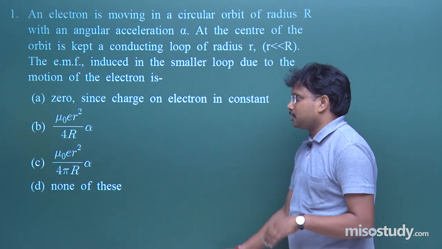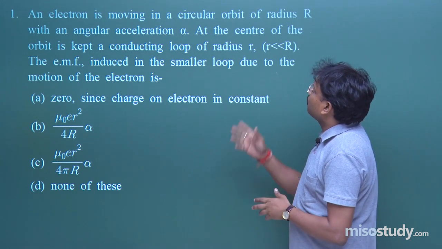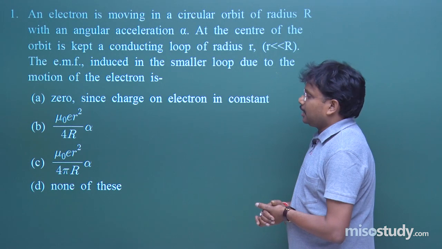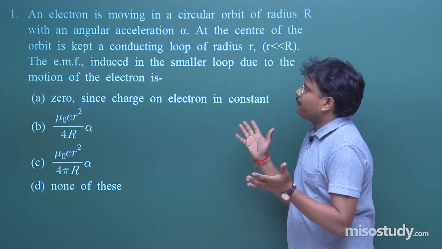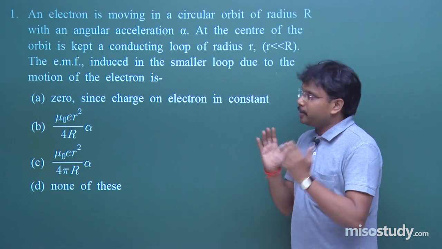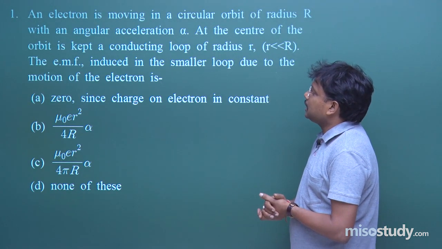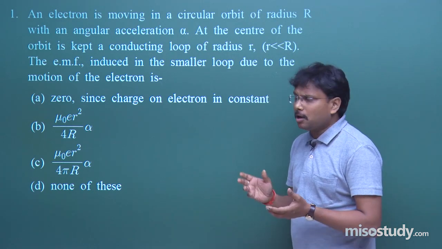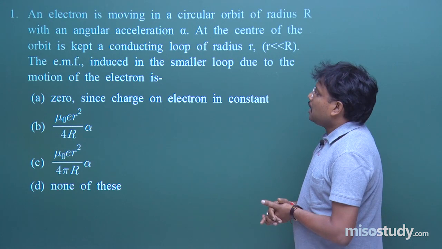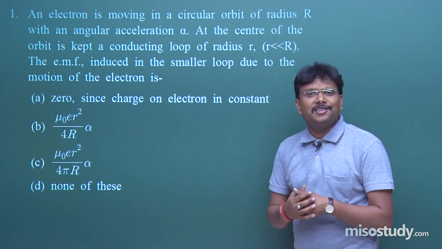Here it is your first question. An electron is moving in a circular orbit of radius capital R with an angular acceleration alpha. I hope the first line itself gives you the clarity of the diagram or the situation. At the center of the orbit is kept a conducting loop of radius small r. Obviously, small r is very less than capital R. The EMF induced in the smaller loop due to the motion of the electron is how much?